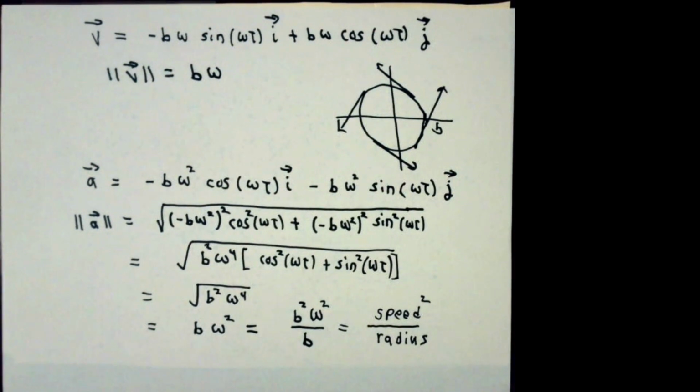So if we didn't know this fact before, we do now. If I'm traveling in a circle at a constant speed, the magnitude of the acceleration vector is just going to be the square of the speed divided by the radius.